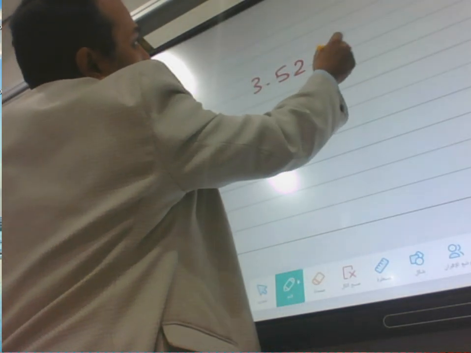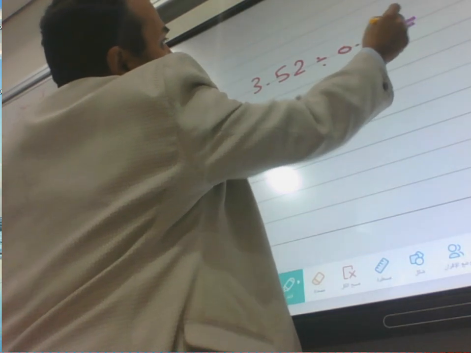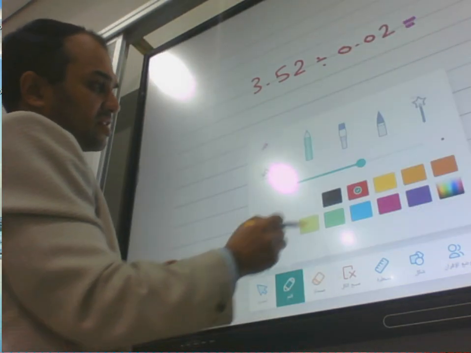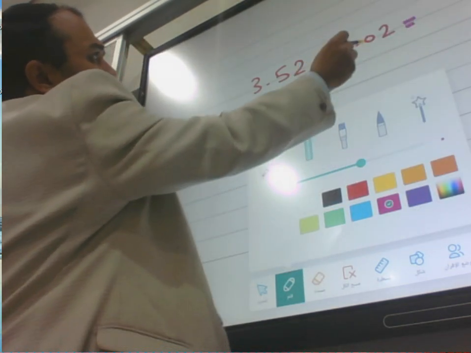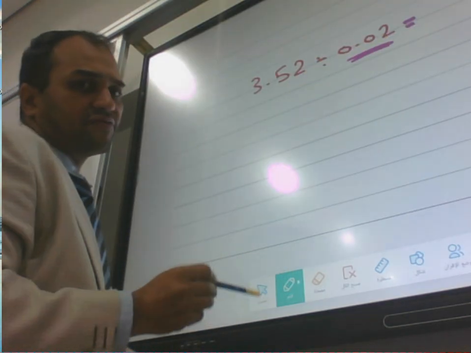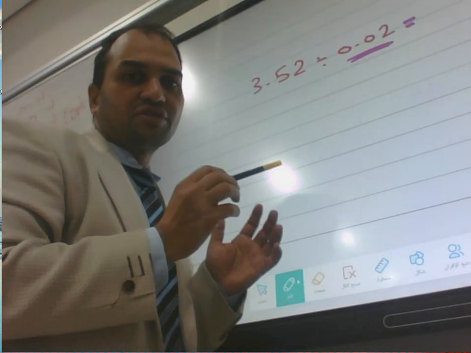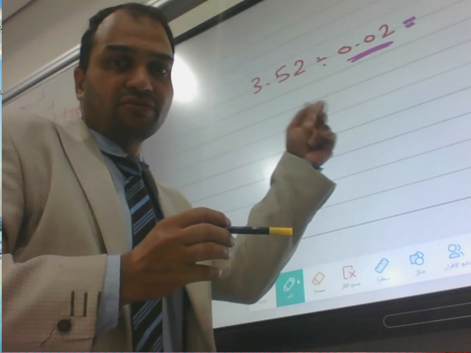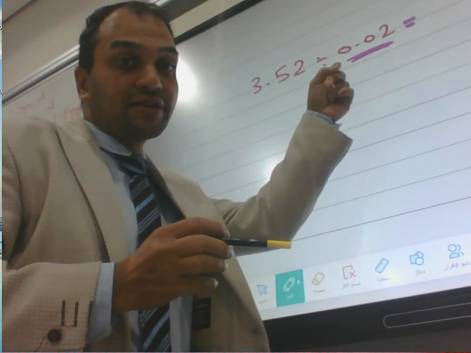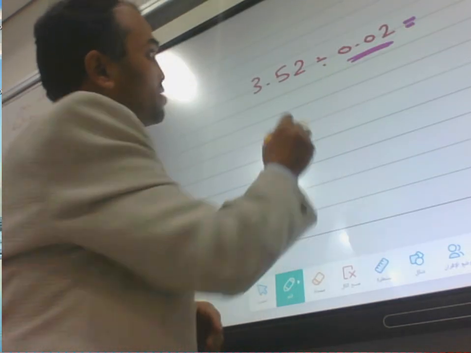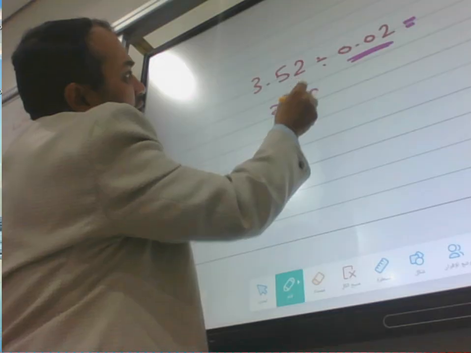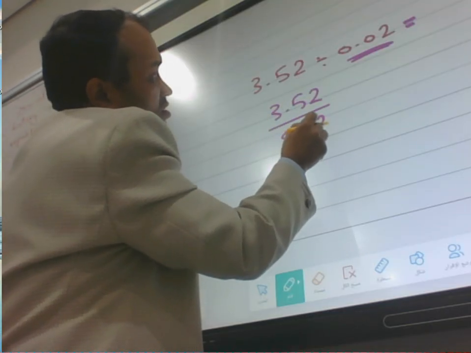Look with me, what about 3.52 divided by 0.02? Who can tell me this example? First step, we convert the divisor, the divisor must cancel the point. You must multiply by 100, okay? Because the point here is after two places, multiply by 100, okay? Then we have 3.52 divided by 0.02.